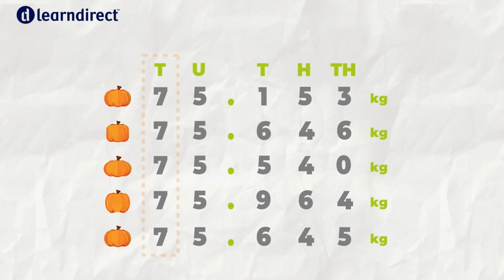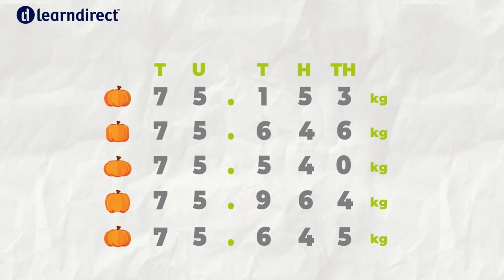Start by looking at the leftmost column. All pumpkins have a 7 in this column. Next, we'll look at the units column. All pumpkins have a 5 in this column. Next, we'll look at the first column after the decimal point, the tenths column.